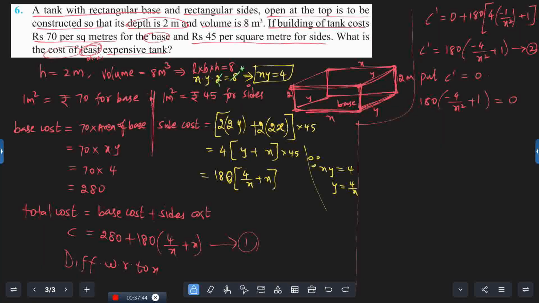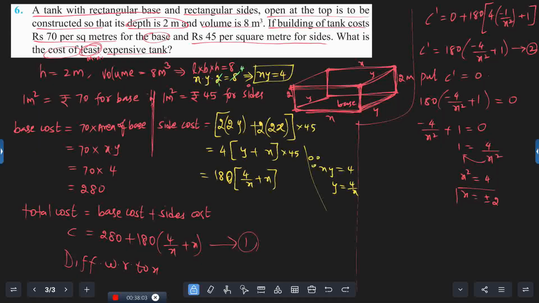Multiply 180 when you send it opposite, that is divide. 0 divided by anything is 0, plus 1 equals 0. The minus value when you send it opposite becomes plus, so 1 equals 4 divided by x square. Send x square to the other side, so 1 into x square equals 4. So x is equal to plus or minus 2.